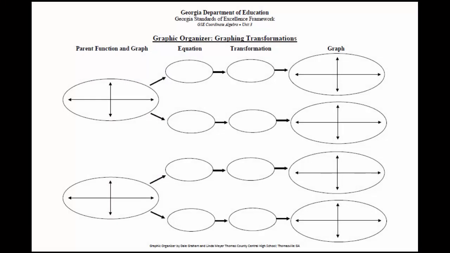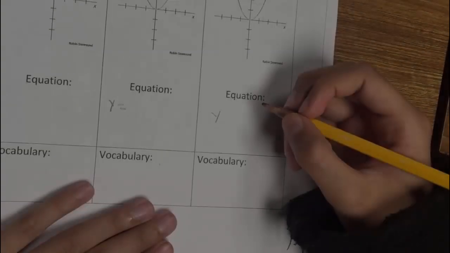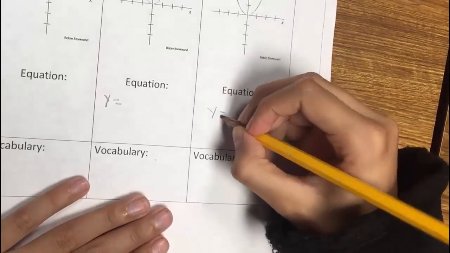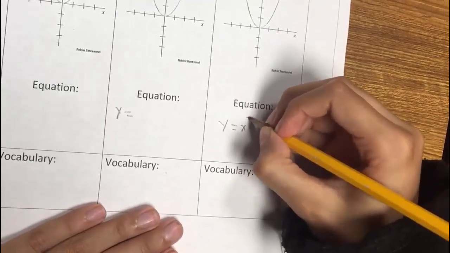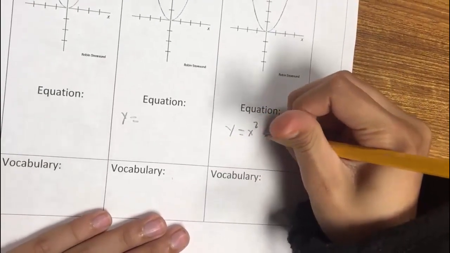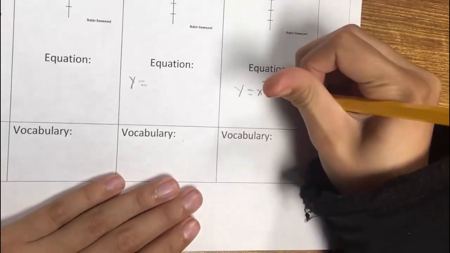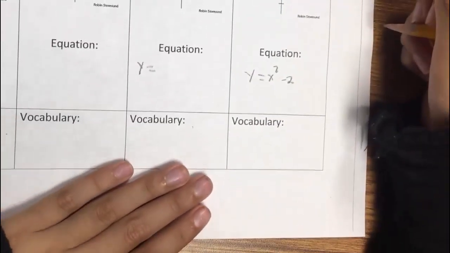A great summarizing task for these types of exploration activities would be to require students to create a graphic organizer, such as this one from the Algebra 1 and Coordinate Algebra unit frameworks. The exploration of the transformations of functions using a graphing calculator or a Desmos calculator coupled with a graphic organizer will help students commit the relationships to memory, ultimately allowing them to determine the transformation of a function by inspecting the equation of the function.